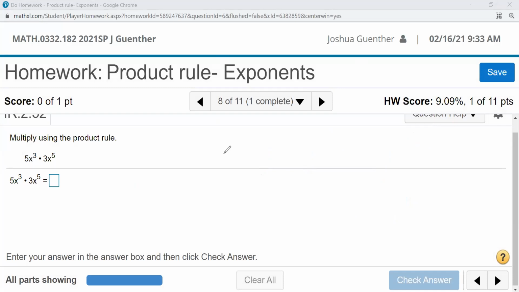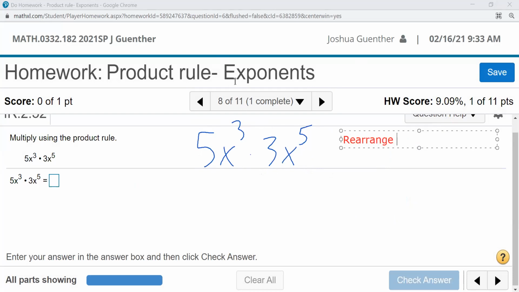Now this one looks bad. 5x cubed times 3x to the fifth. But now we're going to group our similar terms together. This 5 and this 3 are just numbers. This 3 and this 5 are exponents on the x. So what you can do is you can rearrange, thanks to the old commutative property. I'm going to put the 5 and the 3 together at the beginning. Then I'm going to do the x to the third and the x to the fifth at the end together.